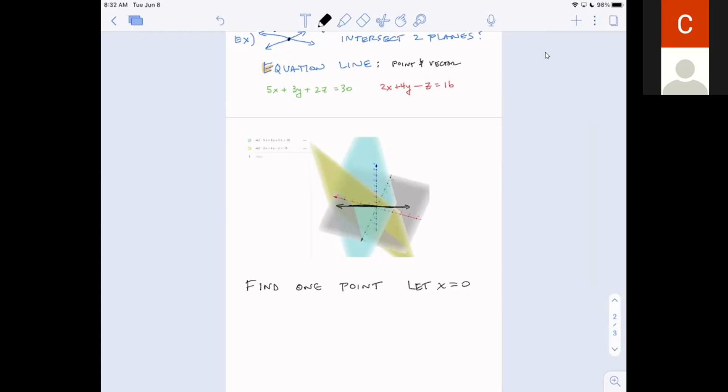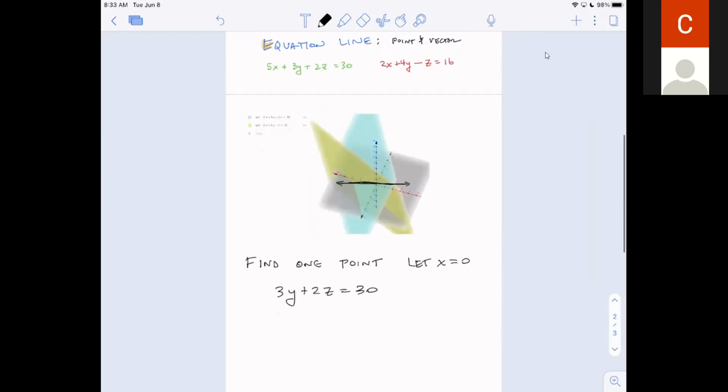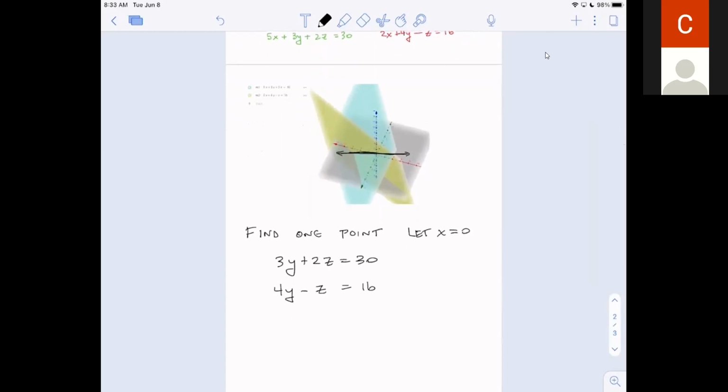But notice if you let x be 0, then our green equation turns into 3y plus 2z equals 30. And our red equation turns into 4y minus z equals 16. And so since I chose x to be 0, perhaps you recognize that with that limitation, there's only one point that's going to work. And notice that reduced it to 2 equations, 2 unknowns. And so now I can continue to get the rest of those unknowns.